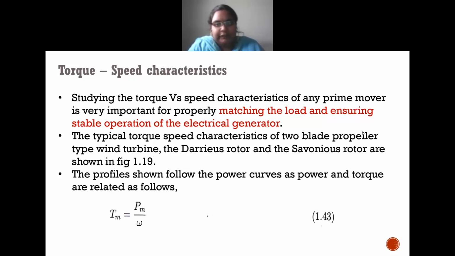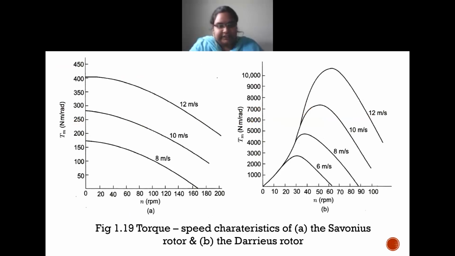Now there are different types of machines, right? The torque speed characteristics of different types of machines will be different based upon their own nature. Here he is showing us the torque speed characteristics of different types of machines, and we have already seen how they change, right? In the case of the Savonius rotor, they are a drooping type of characteristics. That means they will be reducing after certain rotations per minute.